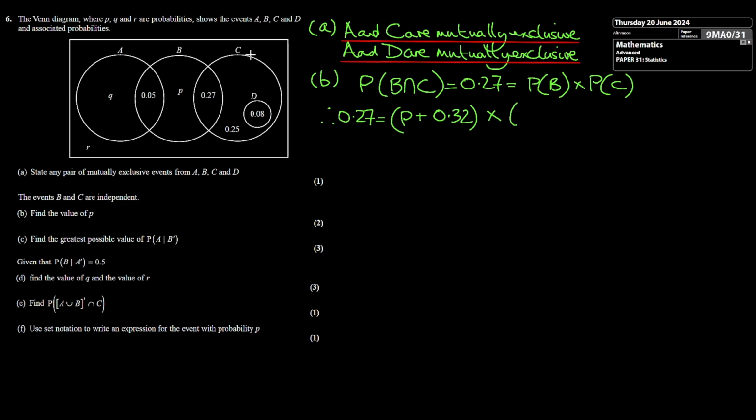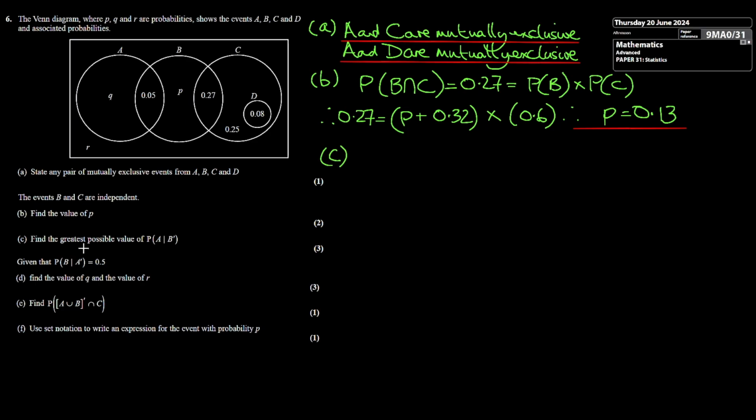If you add all these up, 0.27, 0.25, 0.08, we get 0.6. If you do the arithmetic and move things around, you'll get that P is equal to 0.13. And that's the answer for part B.